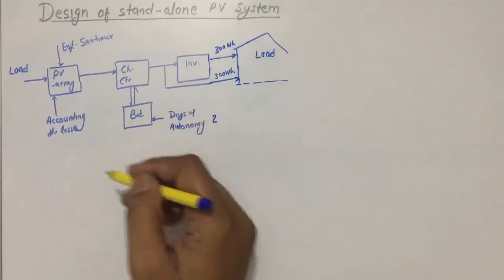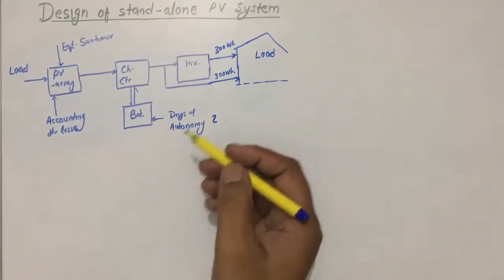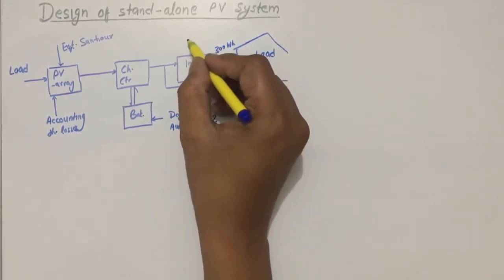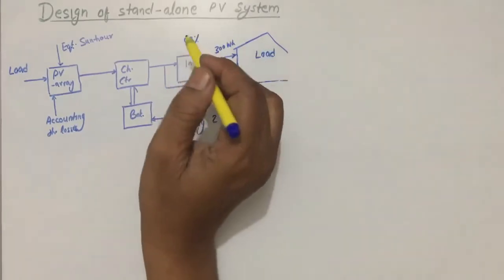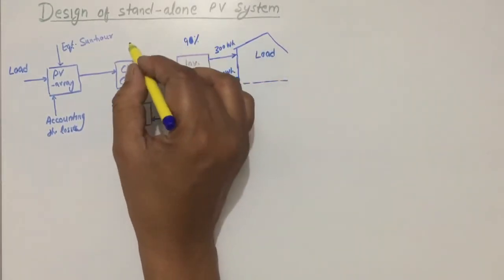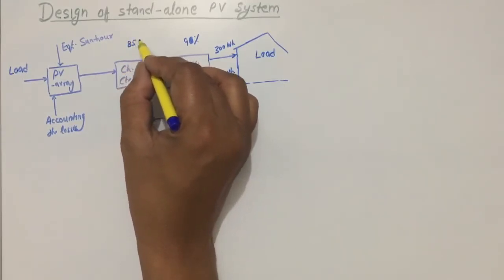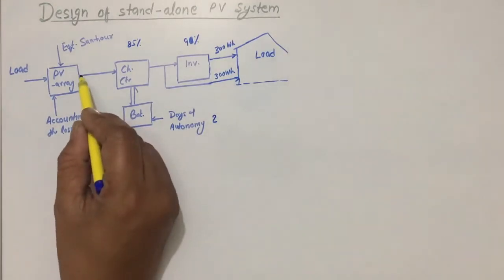And for this system, we have to assume the losses. Consider the inverter stage has efficiency 90%, so 10% loss is there, and the full system has efficiency 85%, so 15% loss is there. If we have this setup, then what will be the total power required at the output of the PV array?